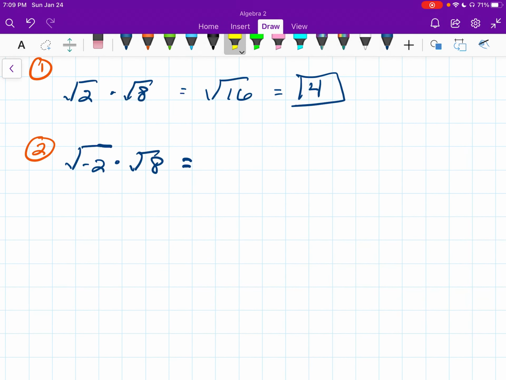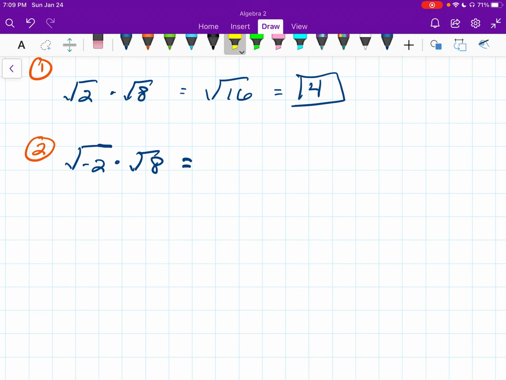There's no square root of those, right? Just to show you what we could do, if we were using the complex number system, we would say this would be root negative 2 times 8. This would be root negative 16, and there's no square root of that, right? So if we were using the complex number system, we would use that. But for what we're doing, we're just going to say no. There's nothing there.